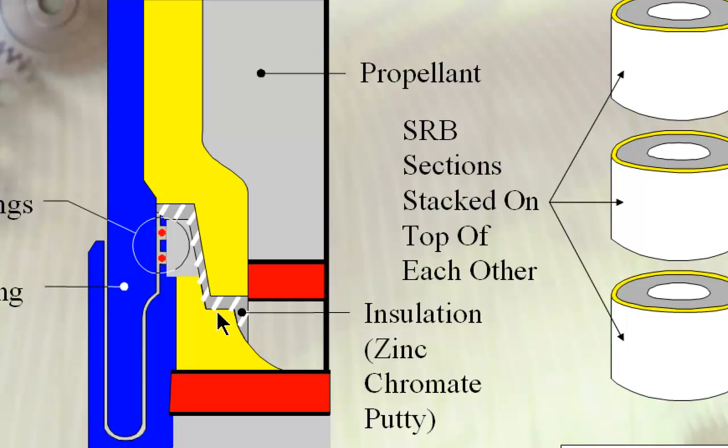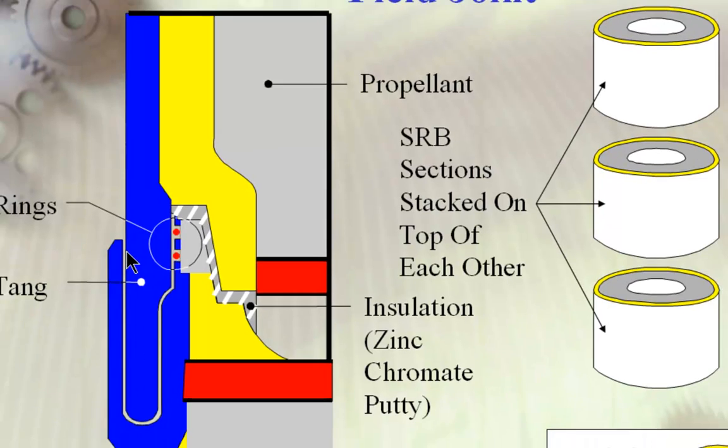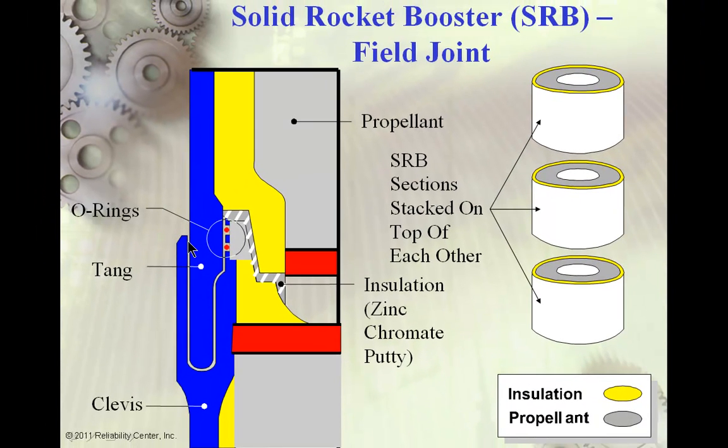in the red. Now there was another form of protection in here, which is an insulation in the form of a zinc chromate. So the gray here is the propellant, the zinc chromate was a line of defense. These are the primary and secondary O-rings which failed. So as the fuel was able to get out, go through the tang and clevis joint, it reached the strut and then it burned through.